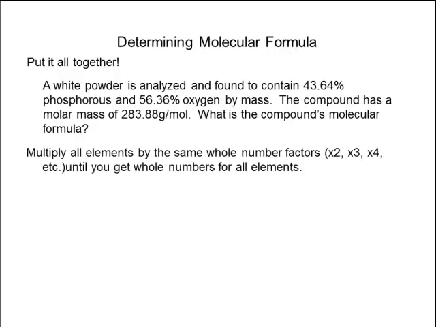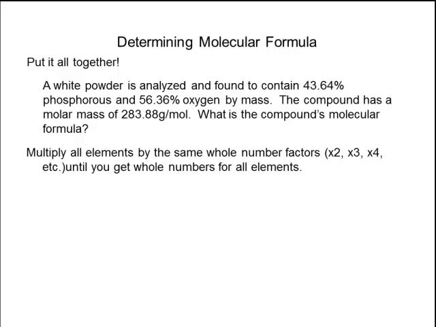Well, what we can do to get the fractions to whole numbers is we can multiply by whole number factors. So I can multiply by 2, see if that gives me whole numbers. If I don't get whole numbers multiplying by 2, go back to the original values, multiply them by 3. If I don't get whole numbers from that, go back to the original values, multiply by 4, and keep doing that until I get whole numbers.